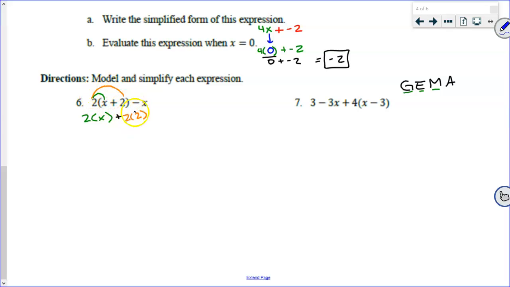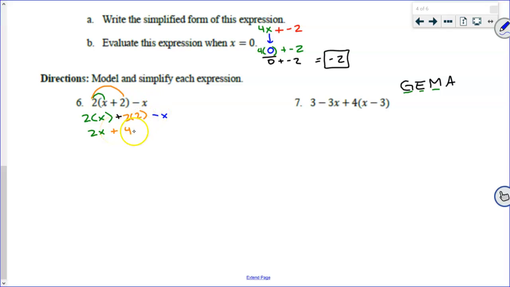And don't forget what we have at the end. That just took care of that distribution where we multiply across the parenthesis. We still have this minus x. So I'm going to bring that down. And now we can officially simplify. Two groups of x does mean we have 2x. And two groups of 2 means that we have 4.